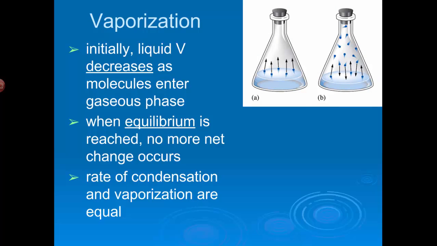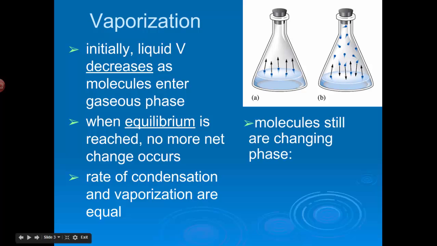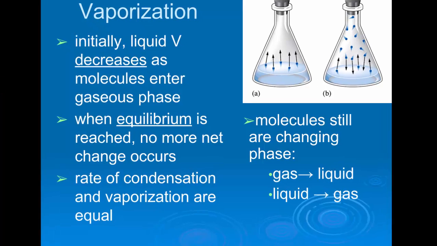So in picture A here on the left, we have a liquid, and some of the liquid particles are moving into the space above the liquid. They're becoming vapor. But eventually, for every molecule that leaves the liquid, one has to return from the vapor to the liquid, and that's what we call equilibrium at this point. But the molecules aren't static. This is dynamic equilibrium. Molecules are still changing phase. So the gas particles above are turning back into a liquid and vice versa.